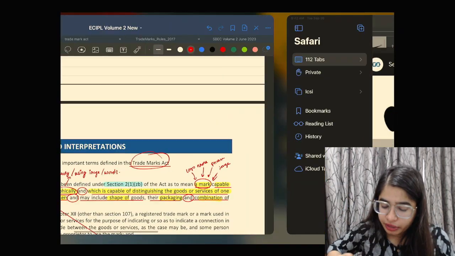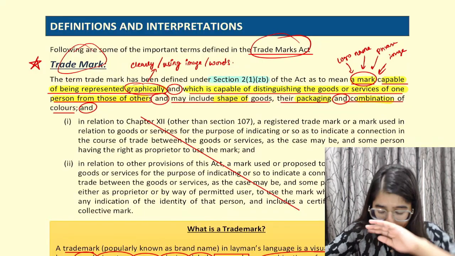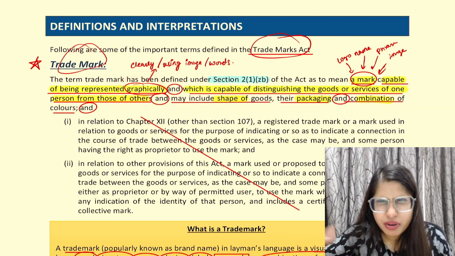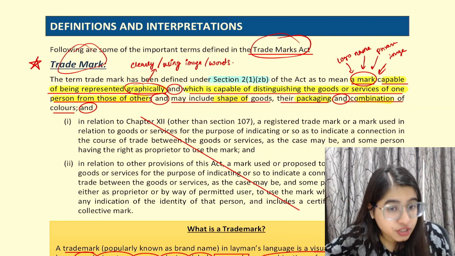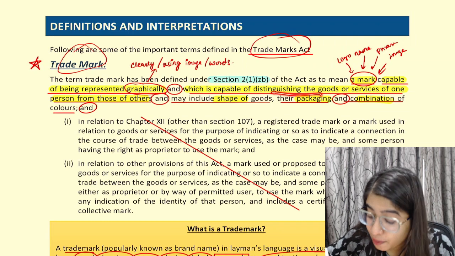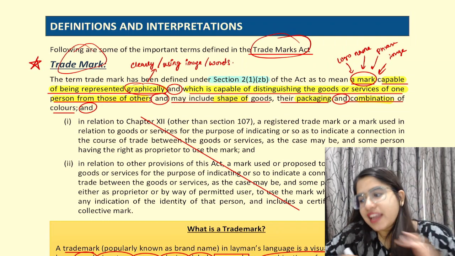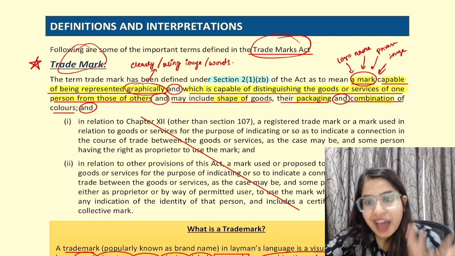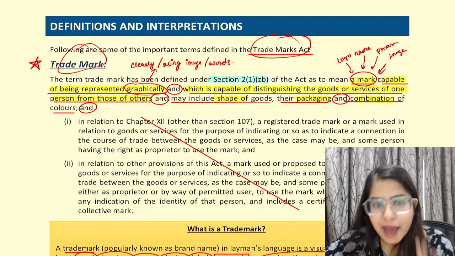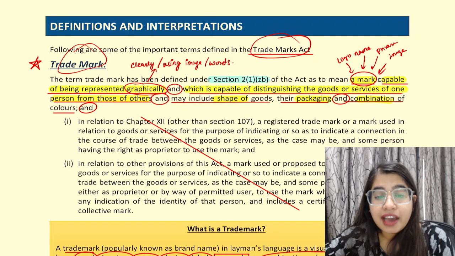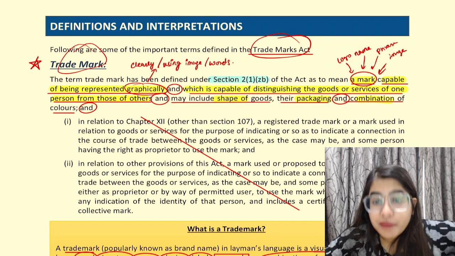So first point about trademark says that trademark means a mark which is capable of being represented graphically. Graphically means you are able to represent it in the form of image, and which is capable of distinguishing your goods and service from others. Let's say you are selling a good quality phone. Let's say you are selling iPhone. Yes, you are selling Apple phones. So of course, you are able to distinguish that, yeah, Apple phones are different from other phones.